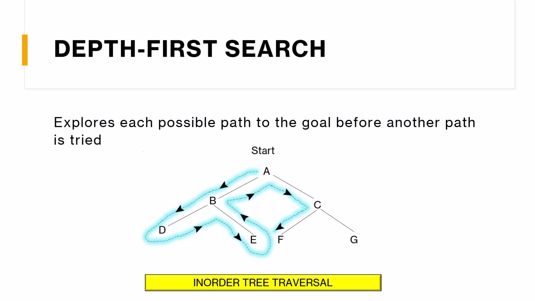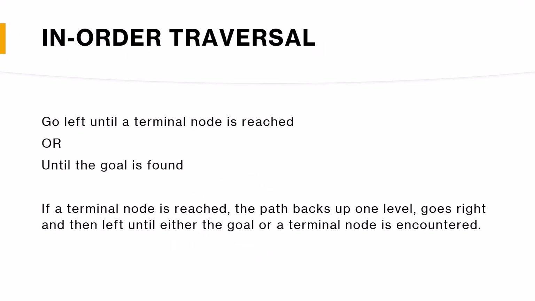Now that we've done that, let's put this in terms of a procedure. So we would go left until a terminal node is reached or until the goal is found, or the destination in this case. If a terminal node is reached, then of course we need to backtrack and then go right and left until we find a goal or another terminal node. And so we repeat this process until we find a solution or we reach the goal.